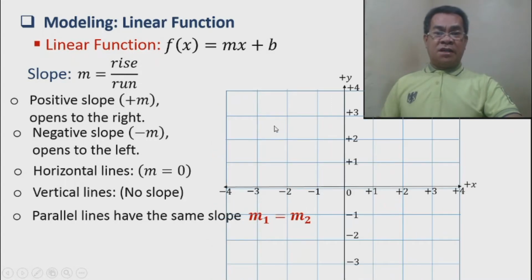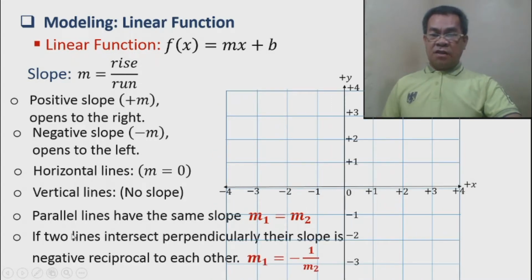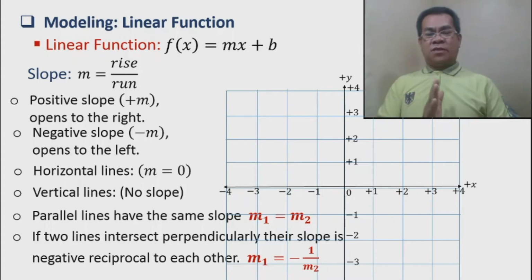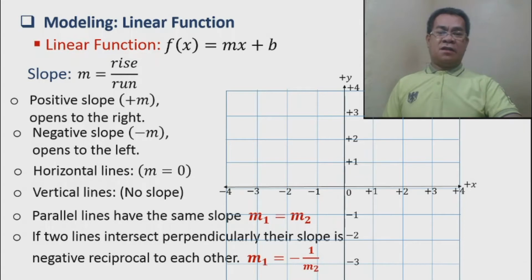What about perpendicular lines? Parallel lines have the same slope. But what will happen if the two lines intersect perpendicularly? What will be the relation of the slopes? The answer is the slope of line 1 is the negative reciprocal of the slope of line 2. Vice versa, the slope of line 2 is the negative reciprocal of the slope of line 1. That's it. This is the relationship. Okay? No need to derive.